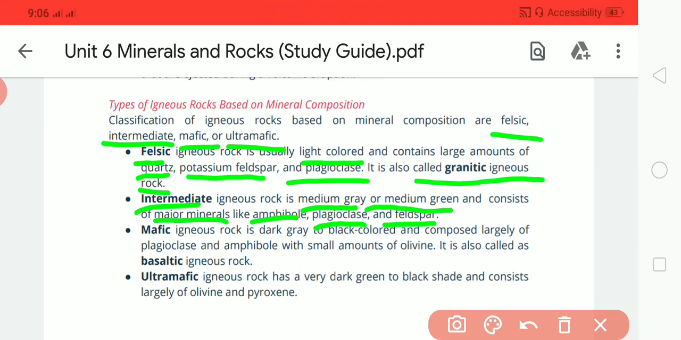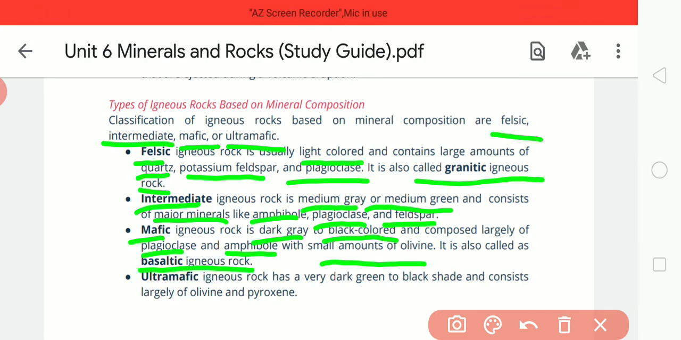Now, mafic. So, mafic igneous rock is dark gray to black colored and is composed largely of plagioclase and amphibole with small amounts of olivine. It is also called basaltic igneous rock. So basically, kining mafic type of igneous rocks, ano siya?